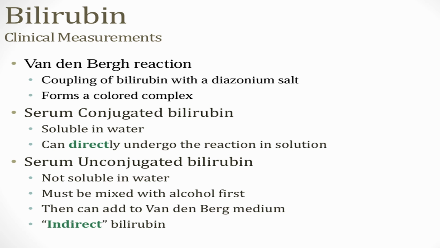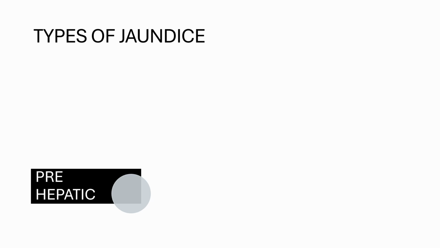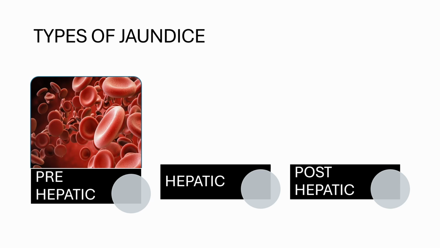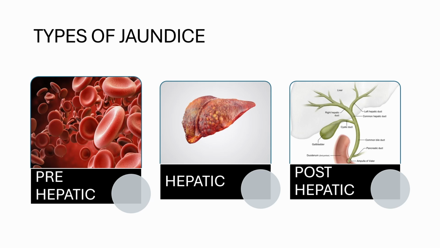So it is also known as indirect bilirubin. As we earlier saw, the other form of classification is based on where the pathology is taking place. So it can be prehepatic, hepatic, or posthepatic. Prehepatic is actually taking place in the blood. Hepatic is in the liver, and posthepatic is in the biliary drainage system. We will discuss each type of jaundice.